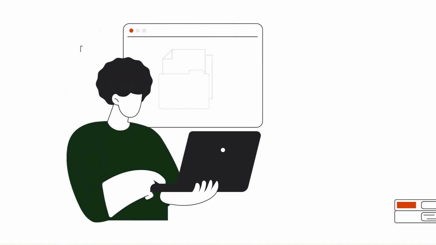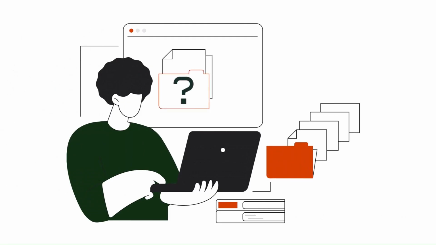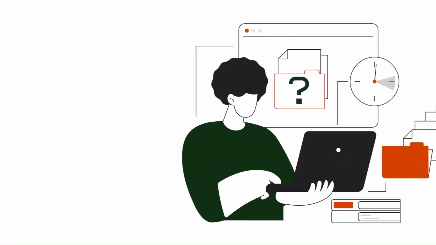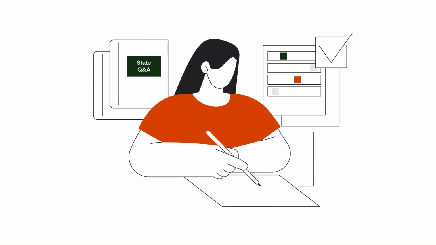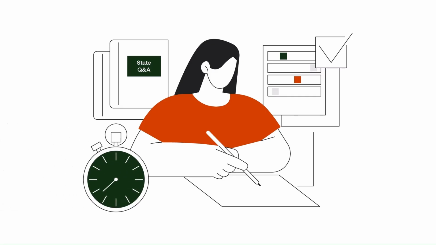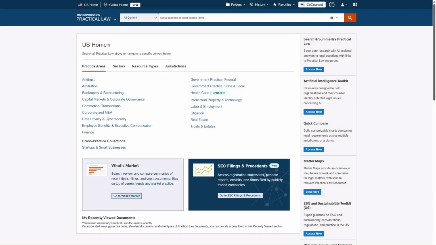Researching an unfamiliar jurisdiction, compiling a state survey, or comparing laws across multiple jurisdictions is typically tedious and time-consuming. Practical Law provides organized answers to these challenges through State Q&A. With State Q&A, you can instantly find and compare state-specific requirements on a variety of key legal topics. For this example, let's imagine your client wants to see a state survey on employee privacy laws.